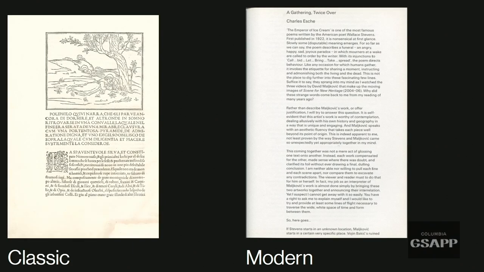There's also implications about how type is handled. It's not just what the letter forms themselves look like, but it's also the structure on the page. On the left, you see another one of Aldus Manutius's prints. This is another Roman that was cast by Francesco Griffo.